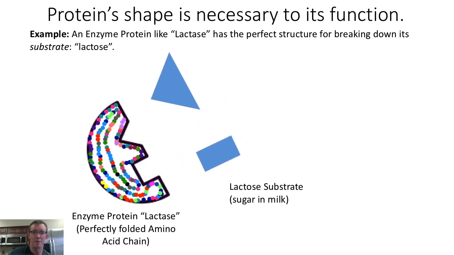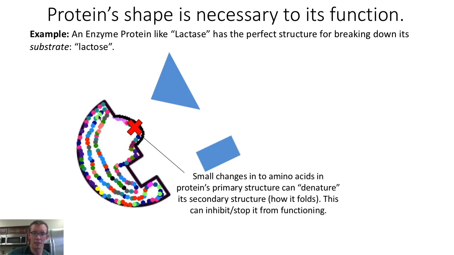And it's possible that if there were even a small change in this protein's primary structure, if we were to switch some key amino acids, a few changes could result in the protein denaturing or changing shape, folding up in a different way and inhibiting this protein from working, preventing the protein from breaking apart the substrate.